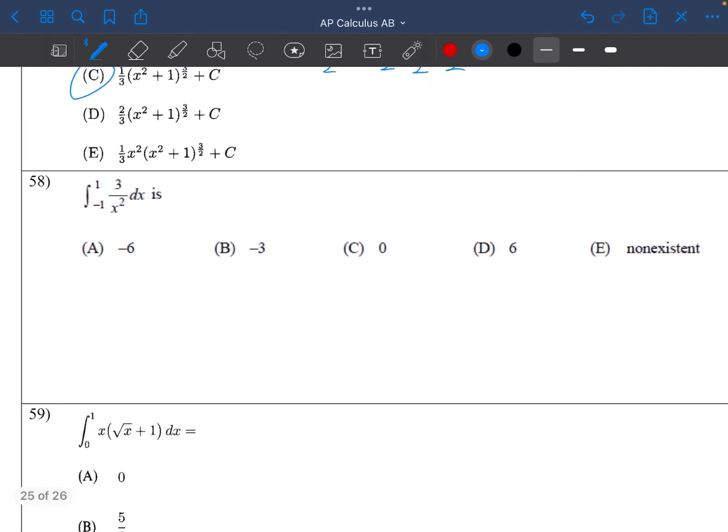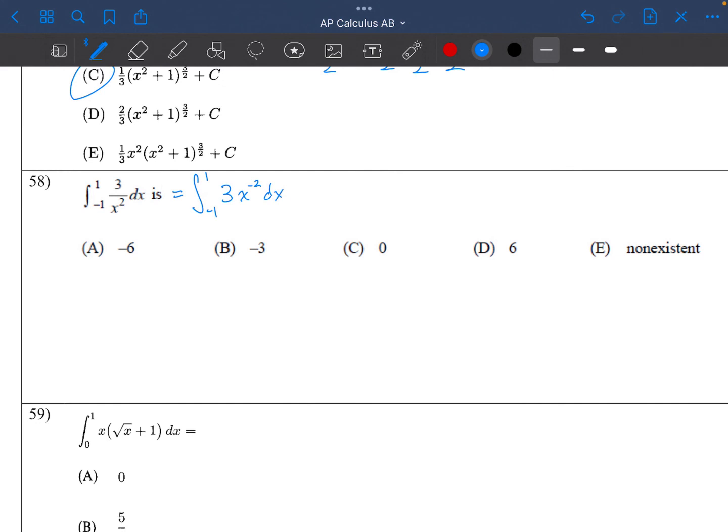We've got this thing. It's just a fraction. All you have to do is undo the fraction and you're ready to go. No tax person needed. So I'm going to rewrite this as the integral from -1 to 1 of 3 times the quantity of x to the -2 dx. And no tax person needed.